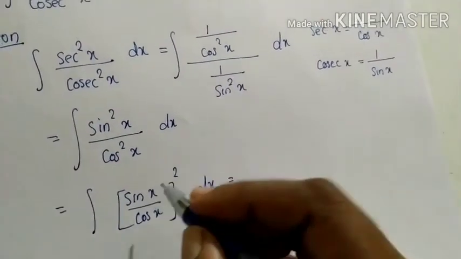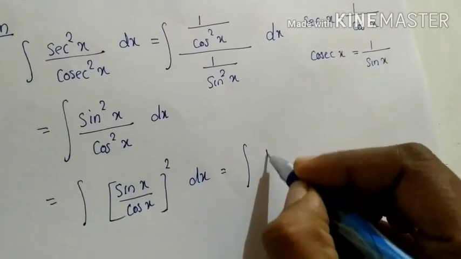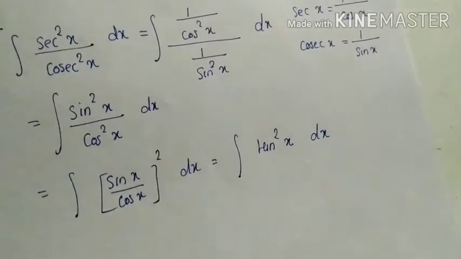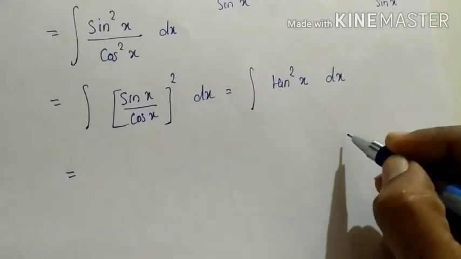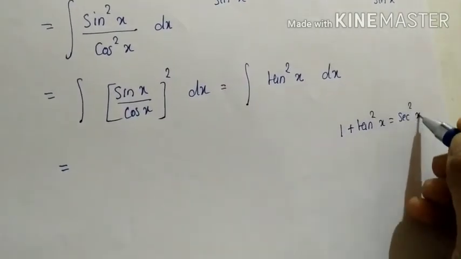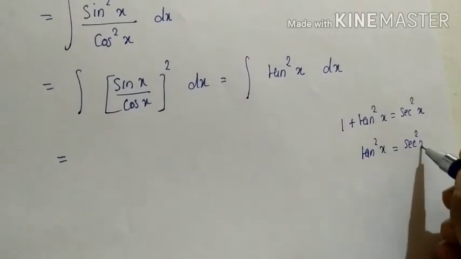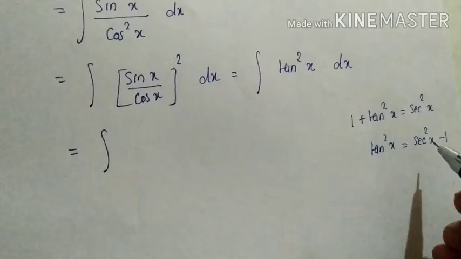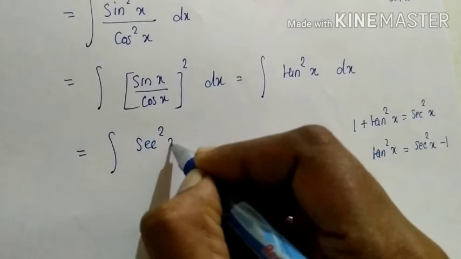And we know that the value of sin x by cos x is tan x. So replacing sin x by cos x with tan x, we get integral tan square x dx. Okay, next we know that 1 plus tan square x is equal to sec square x. From this we get tan square x is equal to sec square x minus 1. So replacing tan square x by sec square x minus 1, here we get integral sec square x minus 1 dx.